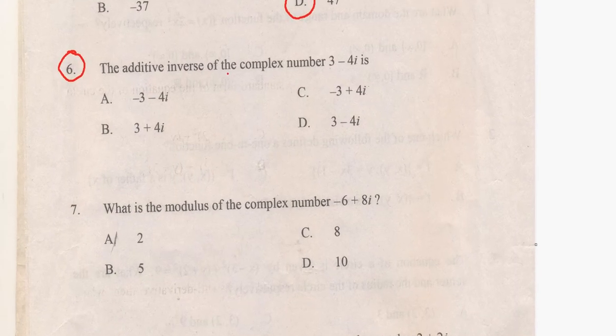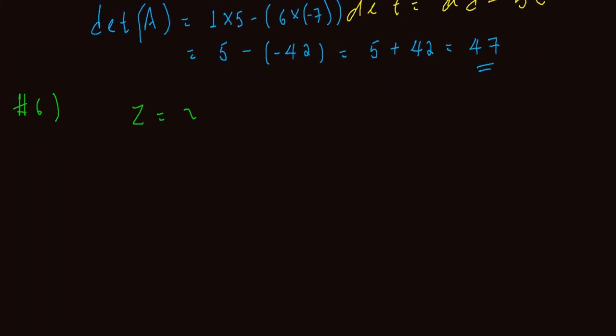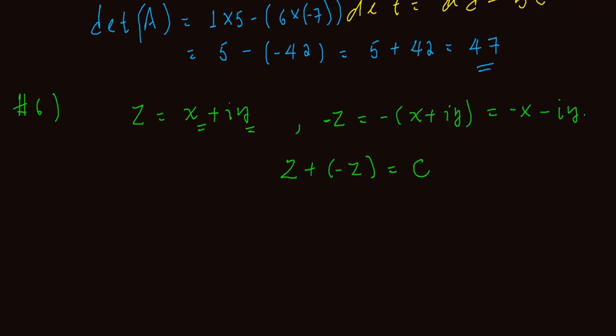Question number 6: the additive inverse of the complex number 3 minus 4 times I is ብሎ ጠይቋል። So if you have a complex number x plus iy where x is the real part and y is the imaginary part, its additive inverse is minus z, which will be equal to minus of x plus I times y. So you will distribute minus into the sum, therefore you will get minus x minus I times y. Therefore z plus minus z will be equal to 0.